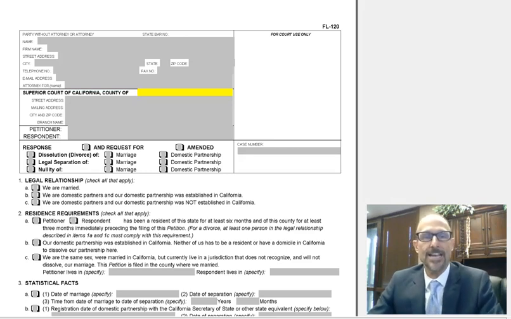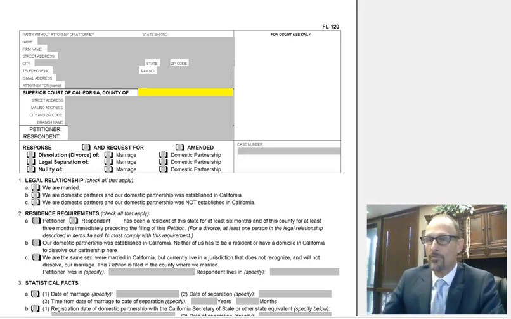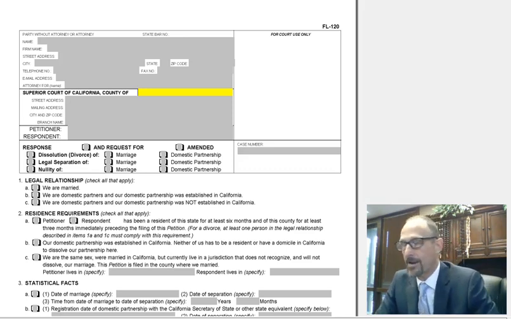The next line is Superior Court of California, county of. Now you're going to put the county in which you are filing your paperwork, or the county in which the divorce was filed, or the legal separation was filed, or the nullity was filed. So if it's Orange, you put Orange. If it's Yolo County, you put Yolo County. If it's San Bernardino, you put San Bernardino County.